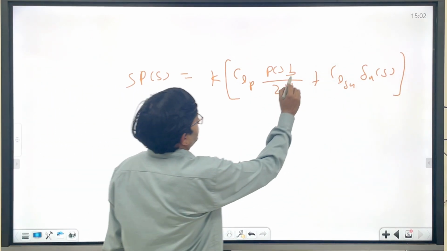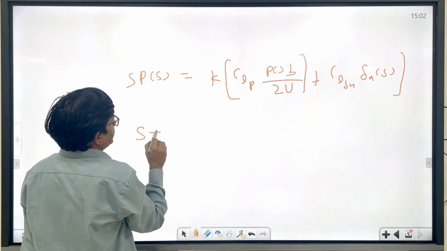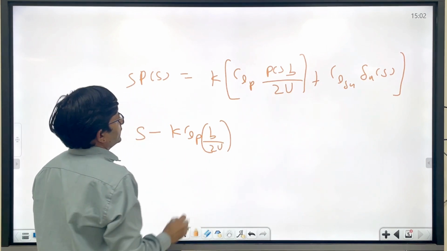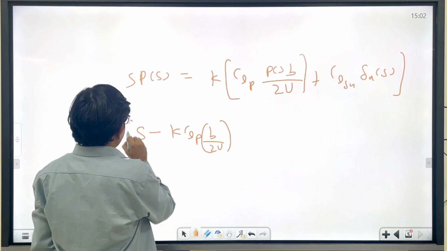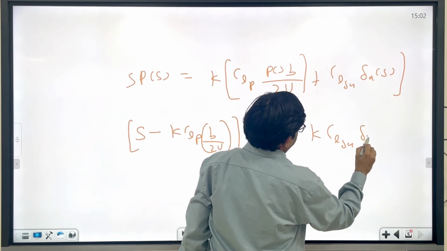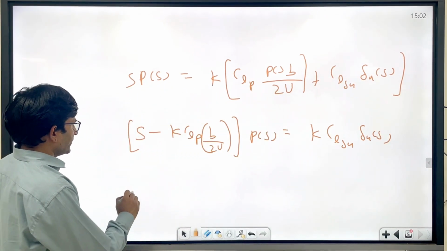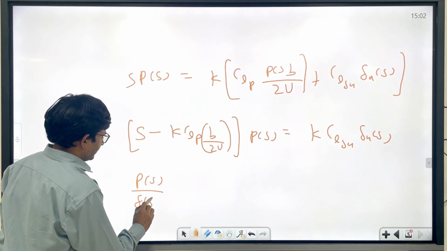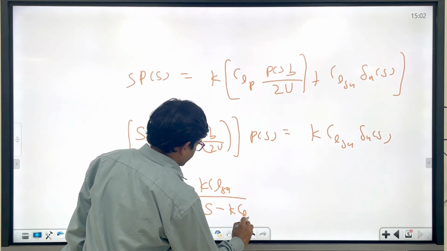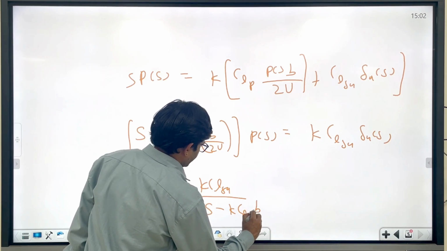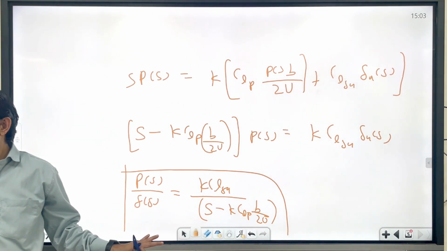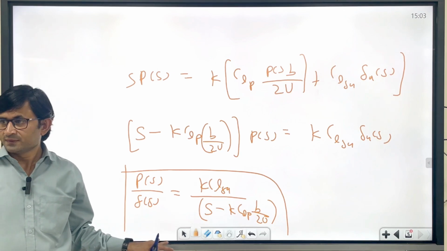Agree? Okay. So you can write S minus K CLP B by 2U, okay, into P of S, and this is K CL delta A of S. Okay, so what you can write, P of S by delta of S is K CL delta A divided by S minus K CLP B divided by 2U. Agree? That is how you have obtained the transfer function P by delta.